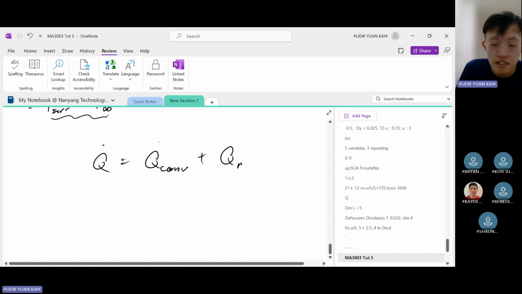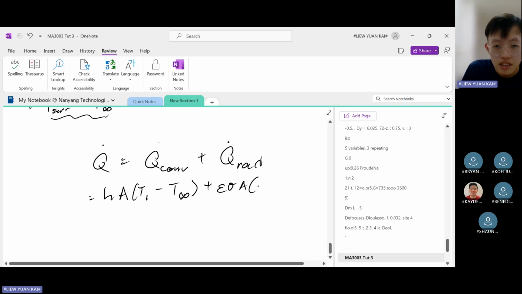plus the... sorry, did I say conduction just now? I meant radiation. Convection and radiation. So convection is given by H A (T1 minus T infinity), where T infinity is the surrounding temperature, plus the radiation. The radiation is given by epsilon sigma A (T1 to the fourth power minus T surrounding to the fourth power), but then there's no separate surrounding.